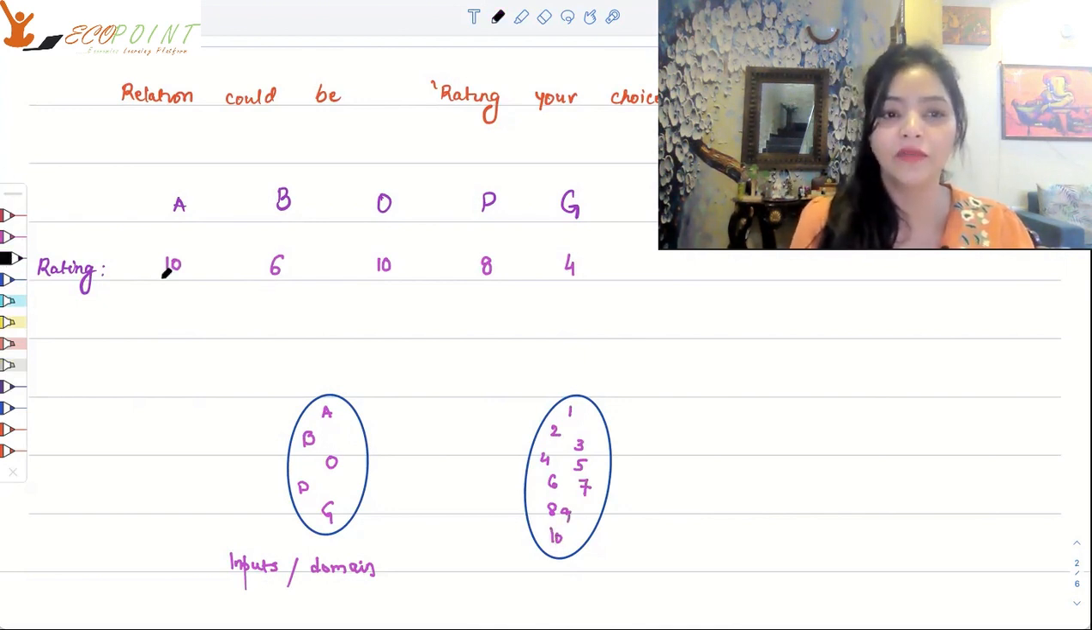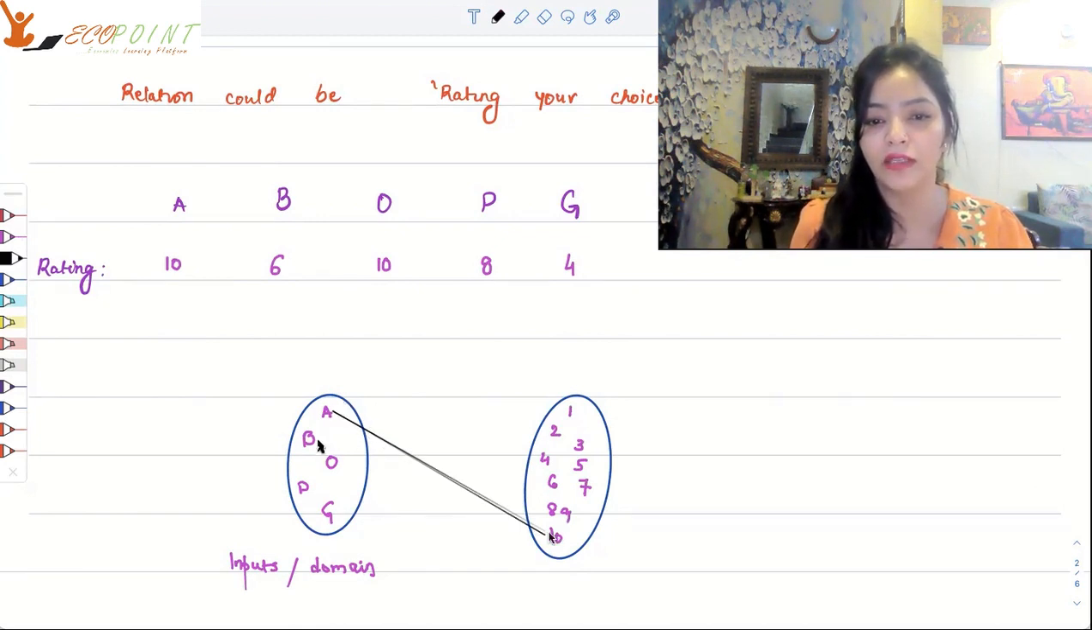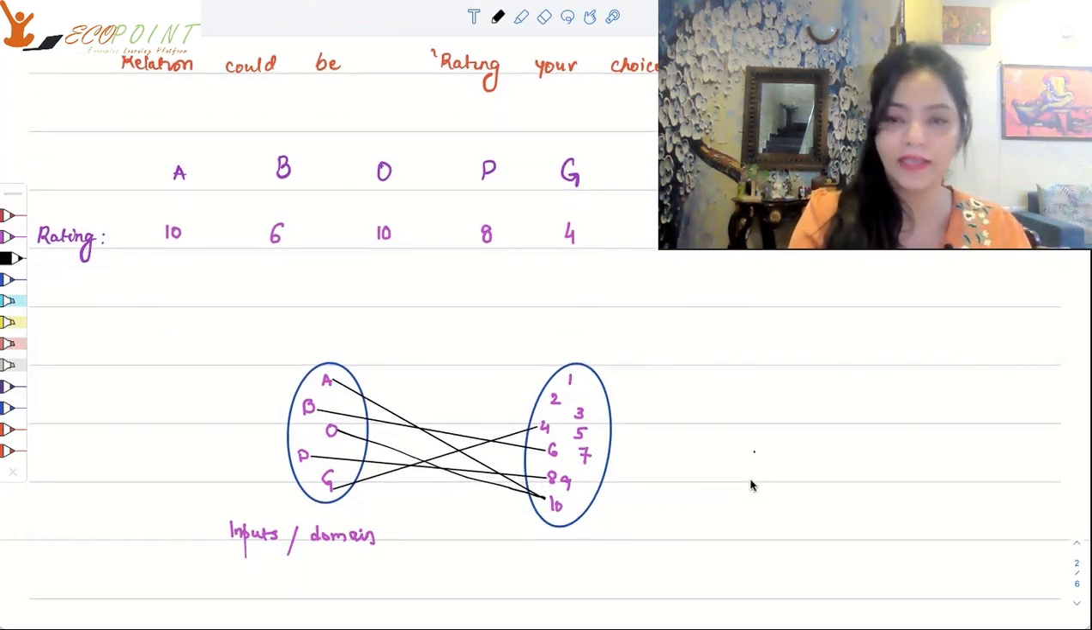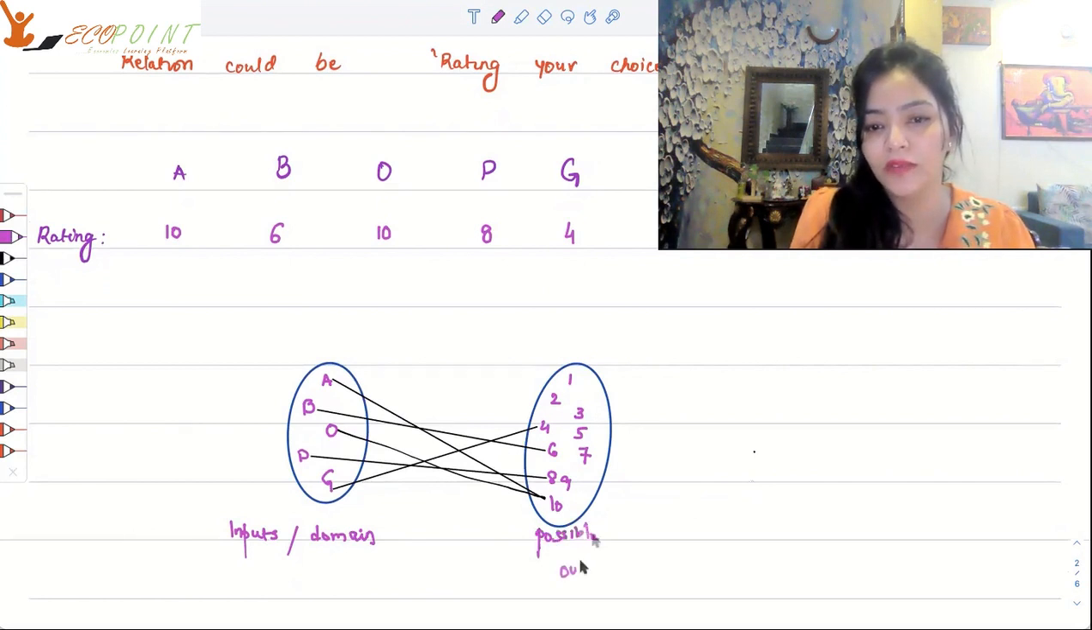Well, I have written my rating. So A gets a 10. So A goes to 10. B goes to 6. O goes to 10. P goes to 8. And G goes to 4. Okay, so this set that you can see here, the set that consists of possible outcomes, has a name, and the name is codomain. It is supporting this domain and it's called the codomain.